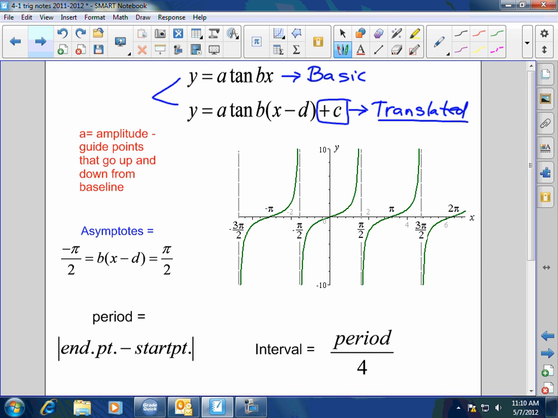There really technically is no amplitude here. All right? Because the tangent and the cotangent, you'll find out tomorrow, goes on forever. Okay? This little green graph is going on up and down forever. There is no amplitude. I am going to use the A, though, as a guide point that goes up and down from the baseline. I'm going to show you how this works.